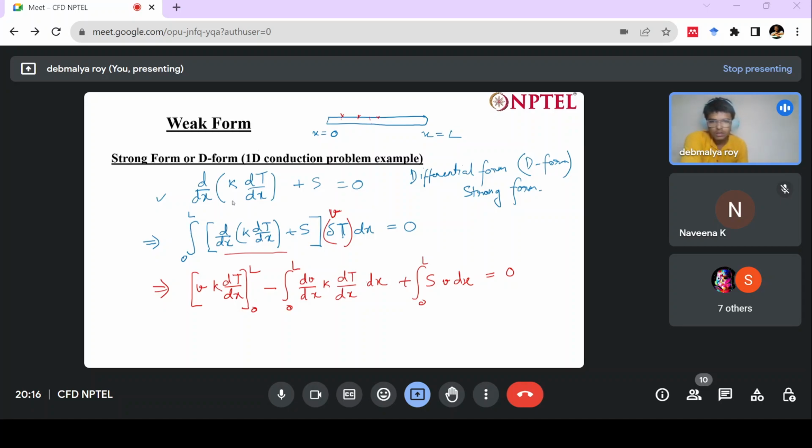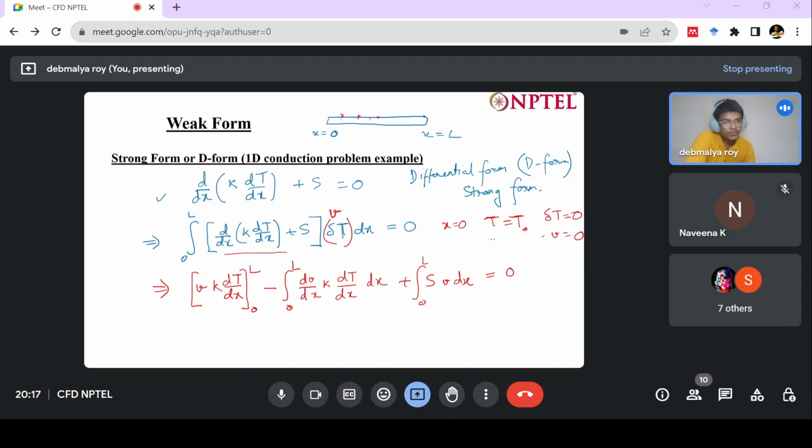Depending on what kind of boundary conditions there are, there are two ways to go about it. One, suppose t is specified. Let's say at x equal to 0, t is specified as some value. If t is specified, as we have already seen, the variation in t becomes 0. And since v represents the variation in t, v will be 0. So in that case, at that boundary, this term is basically 0.